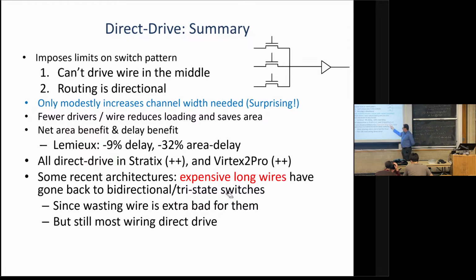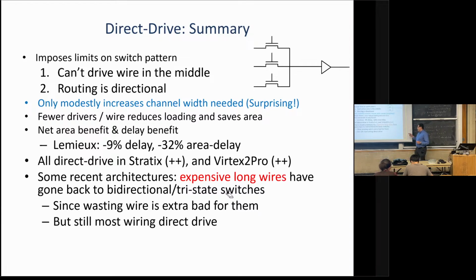Okay, so these expensive long wires, some recent architectures have actually gone back to basically tri-stating them. They put tri-states. They still use something that is close to direct drive. They use that nice mux structure of small pass transistors and then a buffer, but they make the buffer tri-statable, which means they can now put a bunch of those buffers on it. So they could drive it from both ends. They could drive it from more than both ends. They could drive from points in the middle as well.